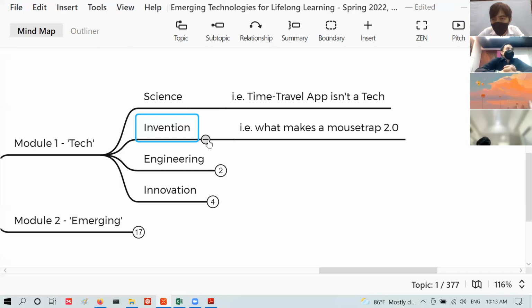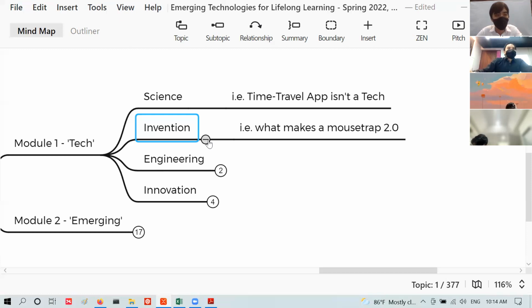It's the tradition of tinkering. And that, by the way, is not easy to turn into a class. You can't teach tinkering. So that's why we're trying to build an environment of tinkering here. Okay, so invention.